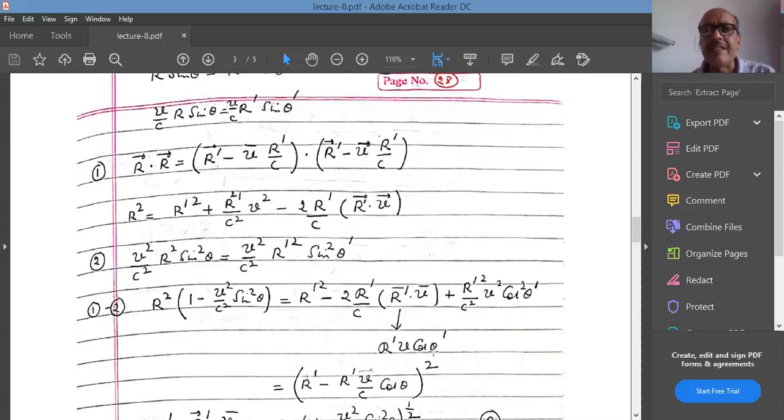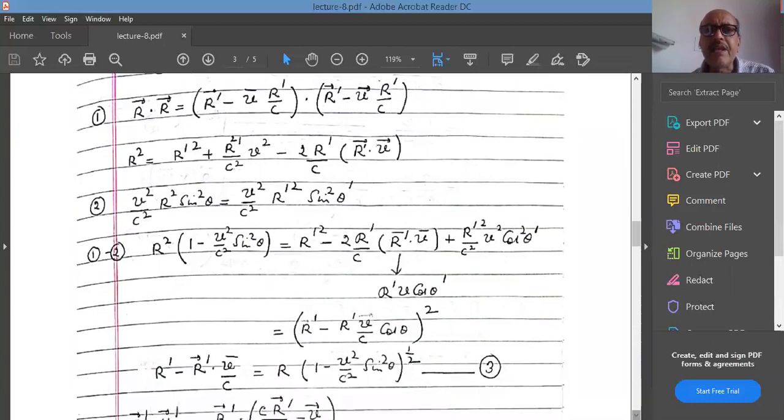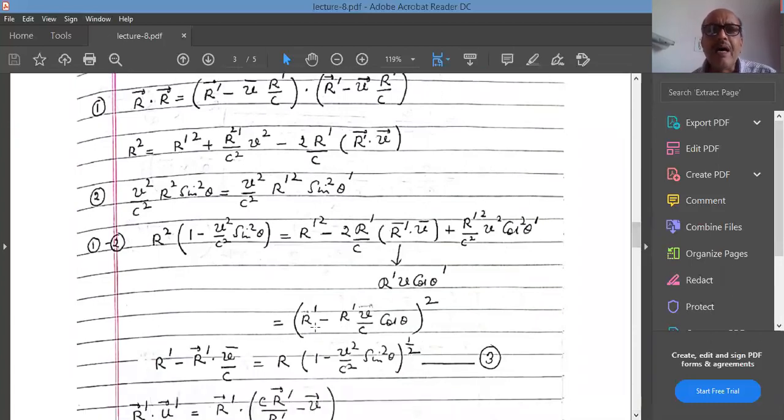Now if you look at the right hand side, the three terms can be combined together, and these three terms now become equal to (r' minus r' v/c cos θ') whole square. Again, you have to keep in mind that if you want to find the square of this, r'² is r'², then the square of this term is r'²/c² into v² into cos²θ', and similarly twice of this, so 2 r' dot r' will give us r'².